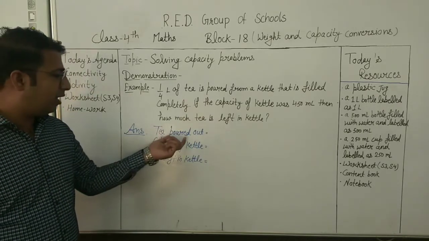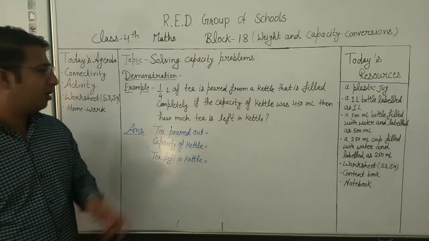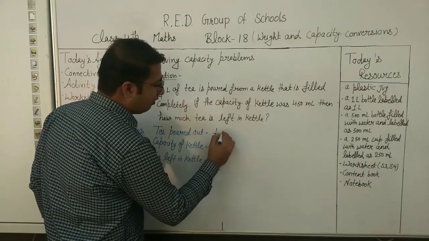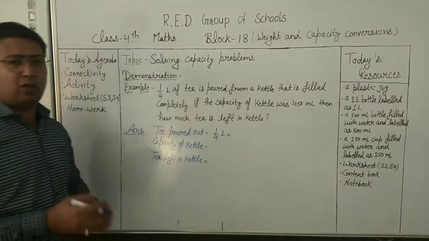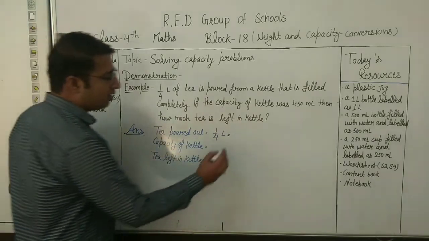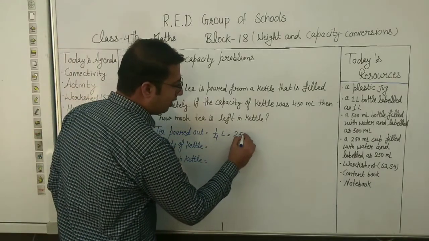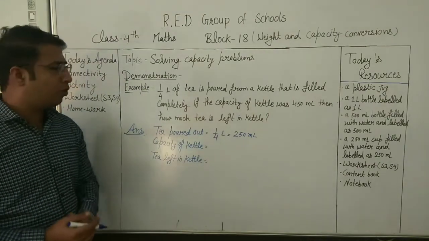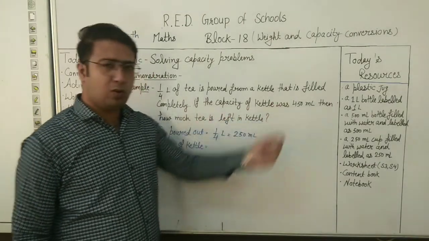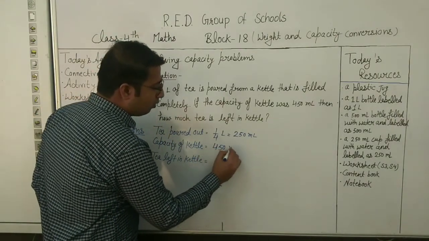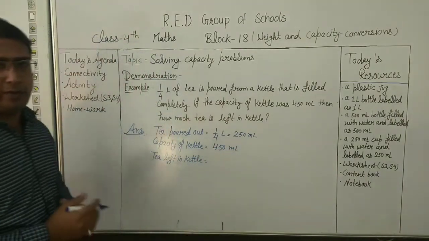So here the tea poured out. How much tea was poured? It is 1 by 4 liter. So we can write here 1 by 4 liter, and as we know the relationship between 1 by 4 liter and milliliters, it is 250 milliliter. And what is the capacity of the kettle? The capacity of the kettle was 450 milliliter. So I have written here the 450 milliliter.